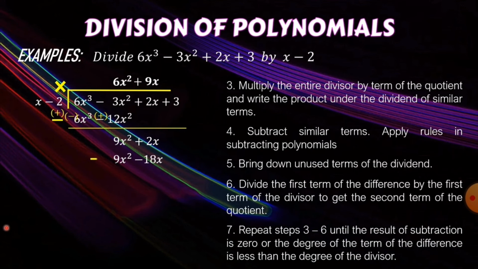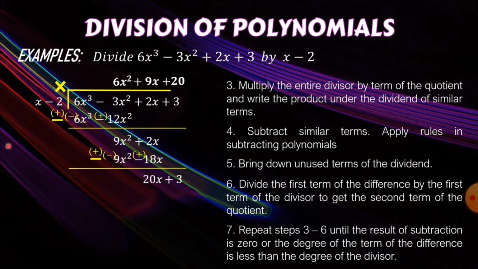Okay. Then, after we multiply, then, apply the subtraction rule. So, we have to subtract. Then, change the sign of the subtrahend. So, positive 9x squared magiging negative. Si negative 18 magiging positive. So, since different sign na sila, so we will subtract. So, magiging 0 si 9x squared. Then 2x and 18x, same sign, so add. Kaya nagiging 20x. Then bring down 3.